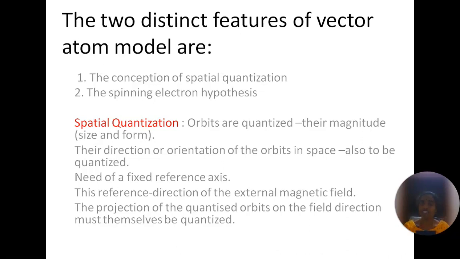To explain this, we need a reference axis. We have fixed the reference axis, and this reference is decided by the direction of the applied external magnetic field. So in which direction x, y and z axes should lie has been fixed by means of an external magnetic field. The projection of these quantized orbits on the field direction gives the vector atom model. This is called spatial quantization.